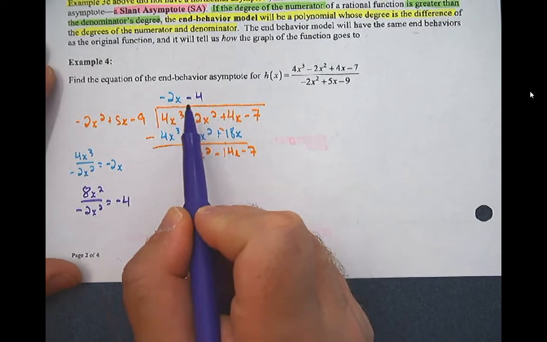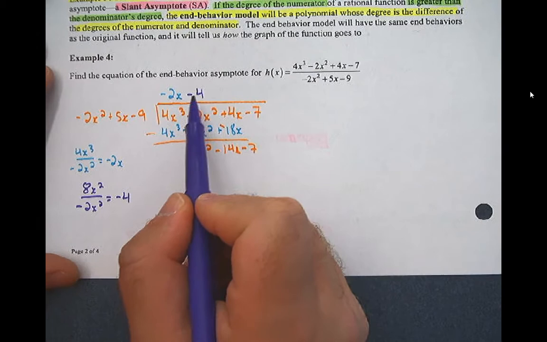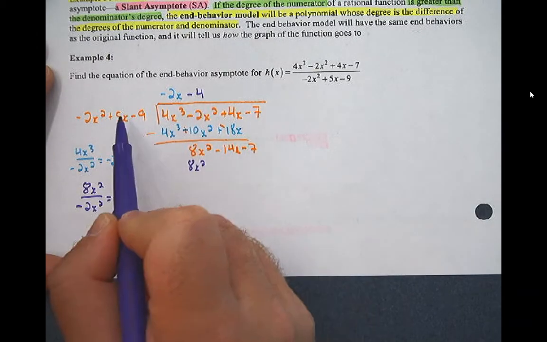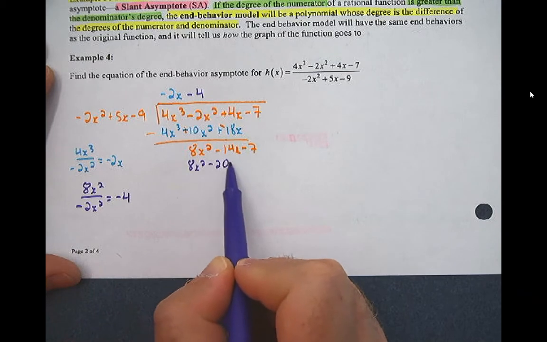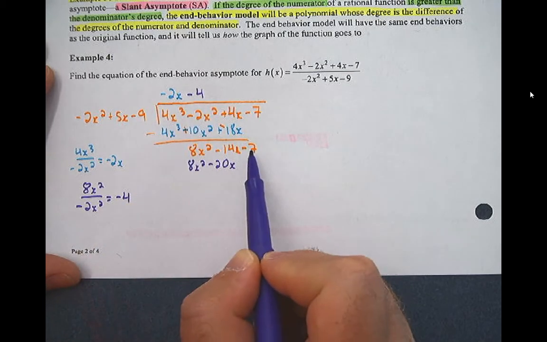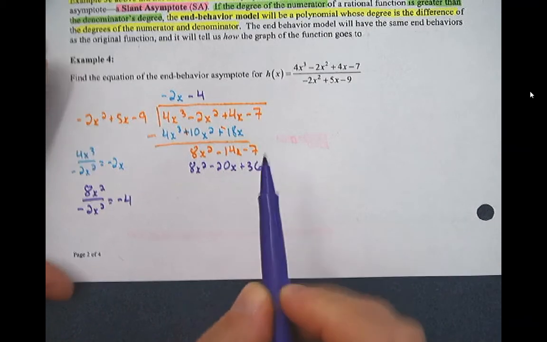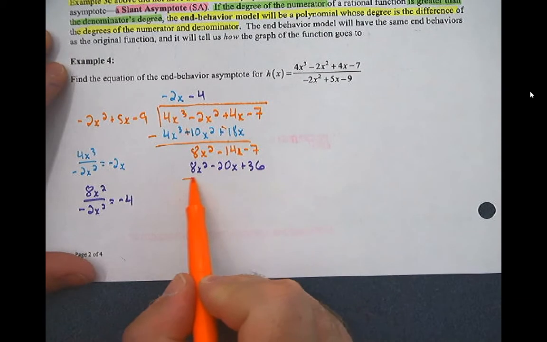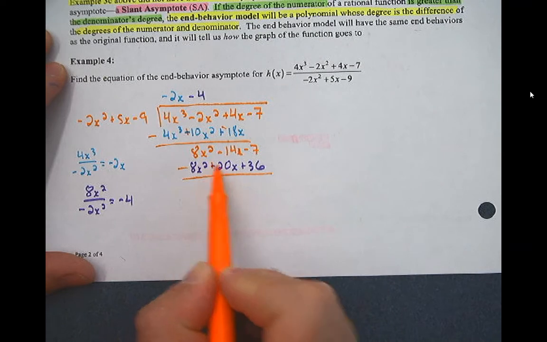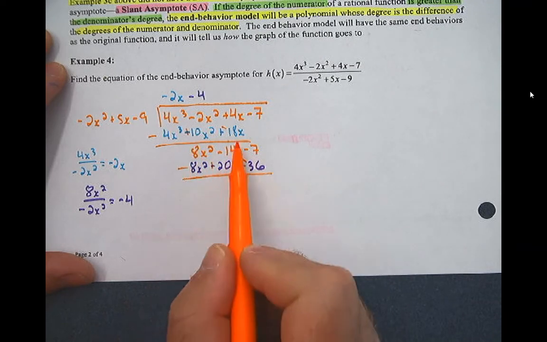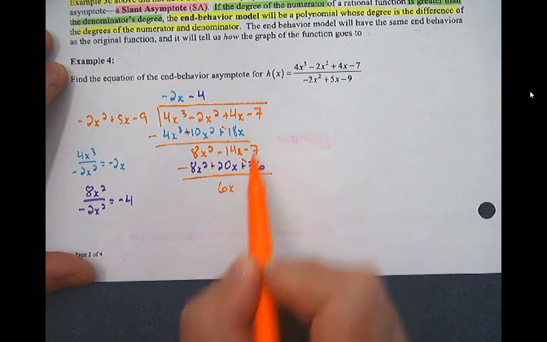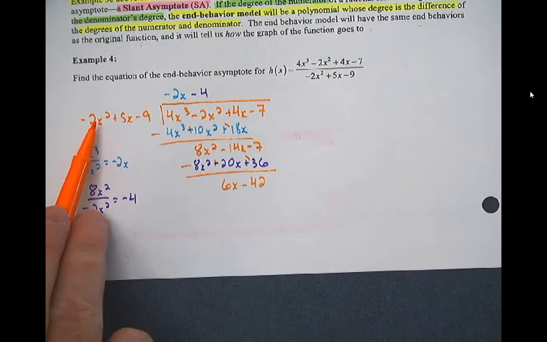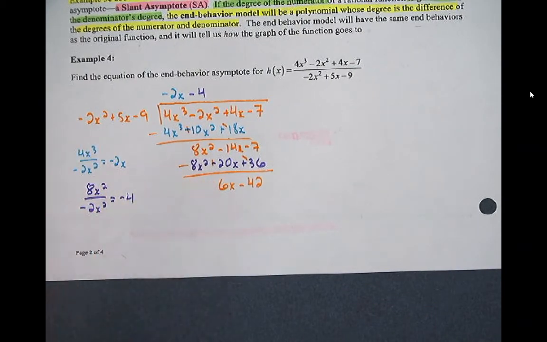I don't think you're probably to the point where you can just look and do this. Negative 4 times negative 2 would be 8x squared. Negative 4 times 5 would be negative 20x. Negative 4 times negative 9 would be positive 36. Draw the line, switch the signs. So that's 0, that's 6x, and that's negative 42. And now, because this degree is higher than this degree, we cannot divide any further.